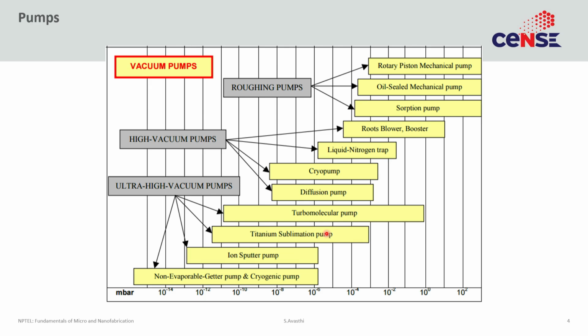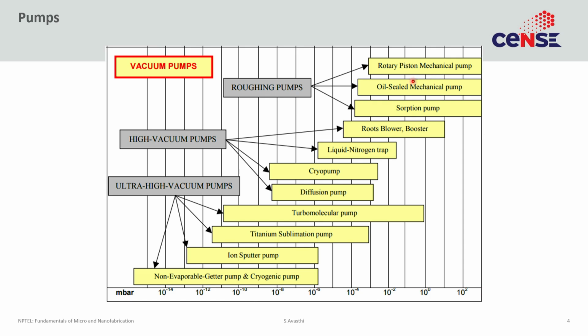So let us first talk about pumps. What are the various pumps we have to actually get to these various pressures? Pumps come in various sizes and various techniques. You have to select a type of pump for an application, and each pump works in a different pressure range. Here, nearly atmosphere is 10 power 3, and as you go leftwards, you are going to higher and higher vacuum.